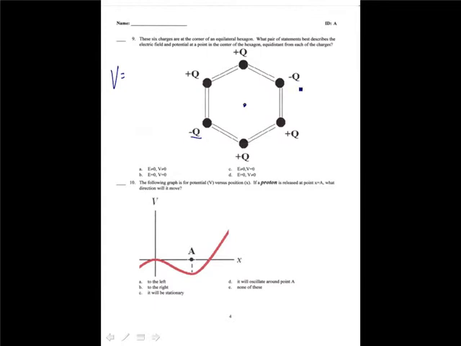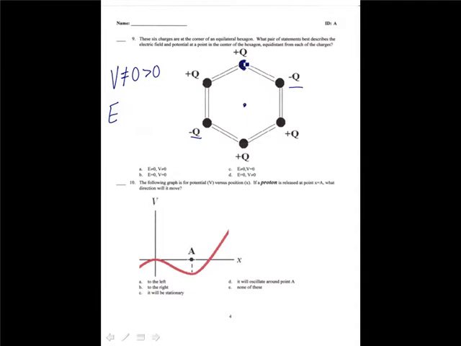We have 2 negative charges and 4 positive charges. So that means that the potential is not equal to 0. In fact, we could go further and say that it's greater than 0 because there are more positive charges than negative charges. Now for the electric field, we want to draw the vectors.